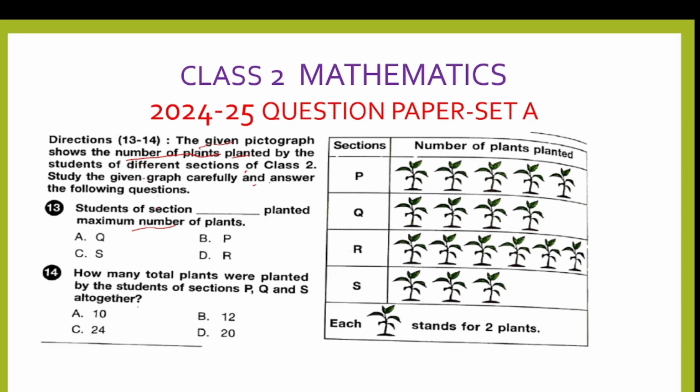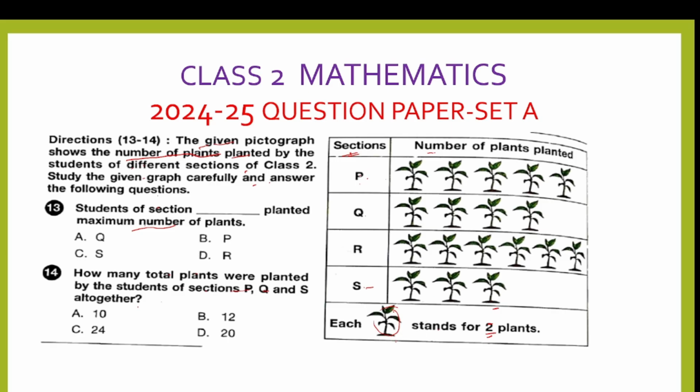And in question 14, how many total plants were planted by the students of the sections P, Q and S altogether? So if we see our pictograph, we have this column for the sections and this column is for the number of plants planted. So we have been given P, Q, R and S, and each plant symbol stands for two plants at a time. So the value for this symbol is two plants.